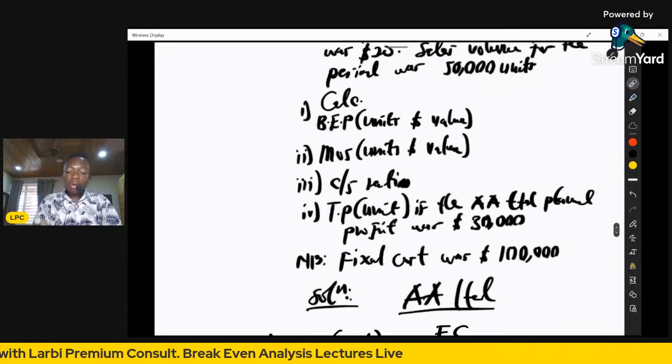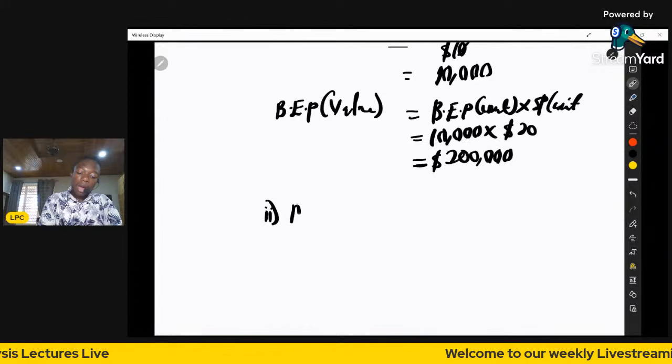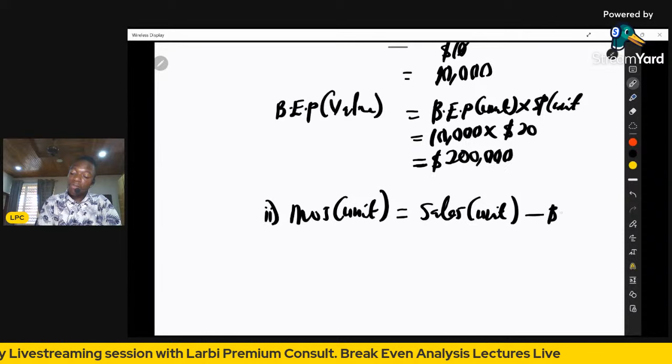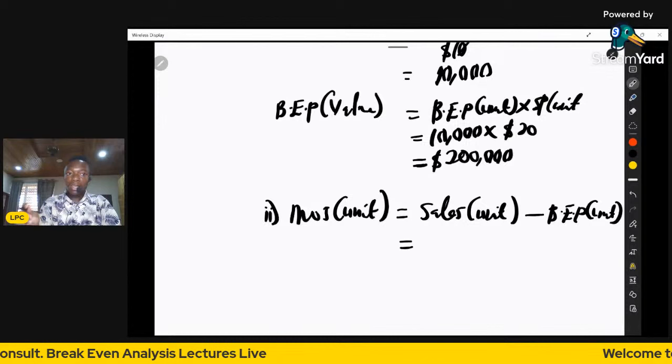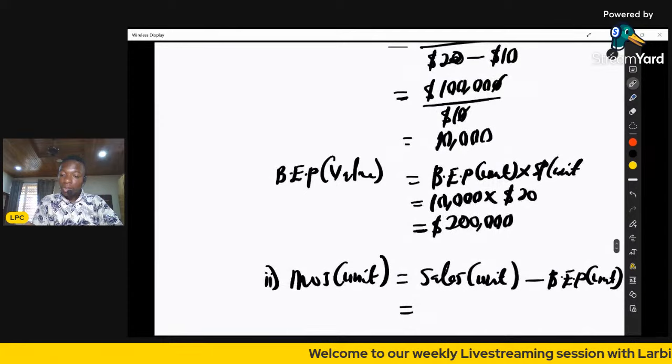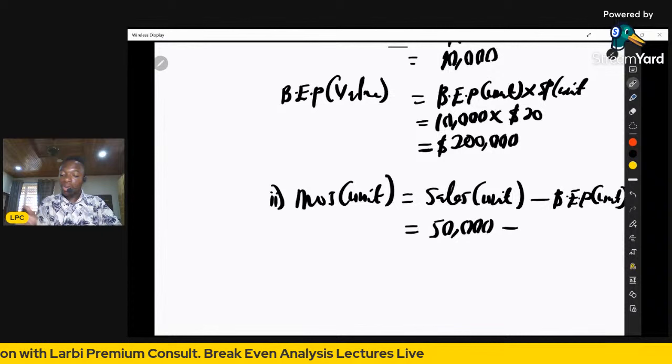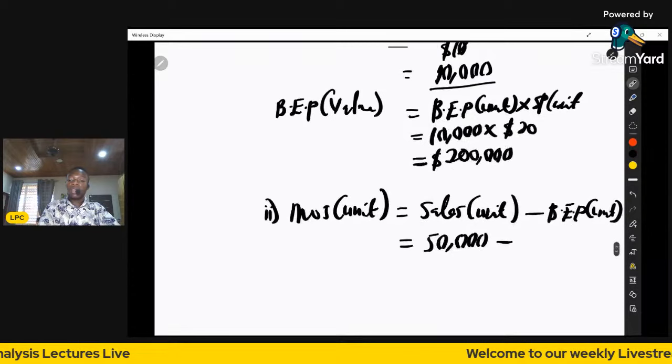And then we also have our margin of safety. So that's going to be II. So margin of safety in terms of units, we said that should be the comparison of the sales in units minus our break-even point in units. So what are we getting as our sales in units? It was 50,000 here. So just pick that and bring it here. 50,000. Compare that to our break-even point in units. And that was 10,000. You can see clearly here, 10,000.